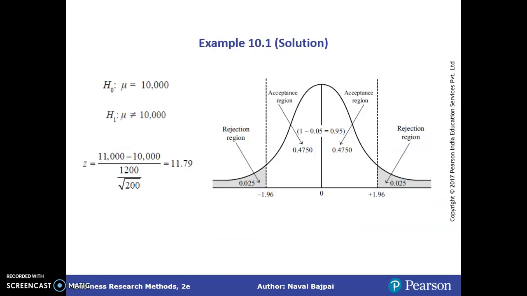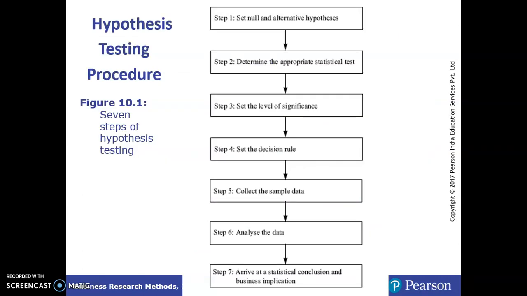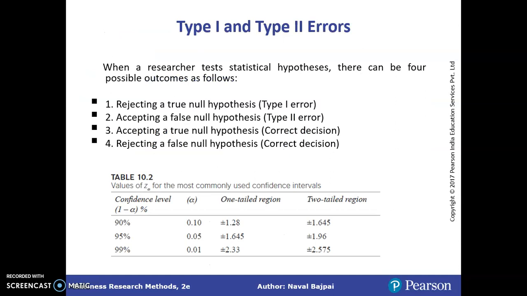This approach is called the critical value approach, when we compare the calculated z value with the critical z value. And I'll show you some critical z values for some very popular or most used levels of significance. In this table 10.2, you can see if alpha is equal to 0.05 and our test is a two-tailed test, the critical value will be 1.96 as we have recently used.